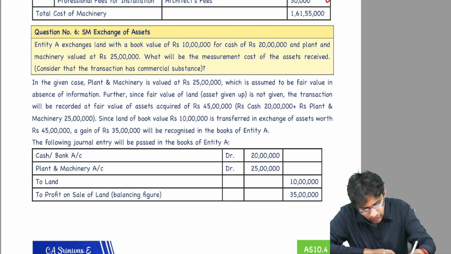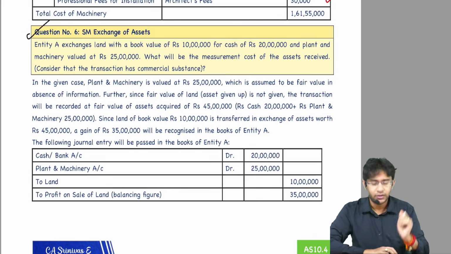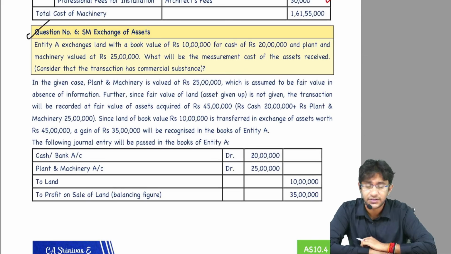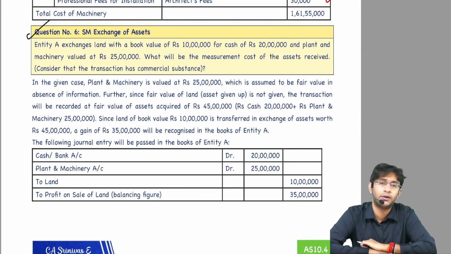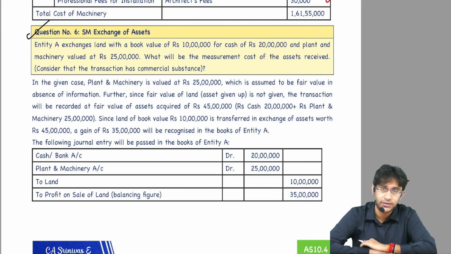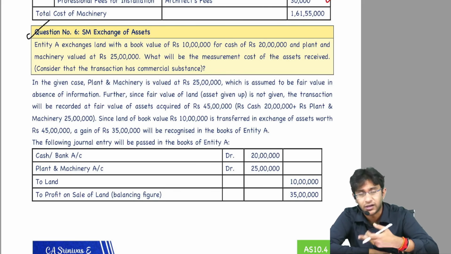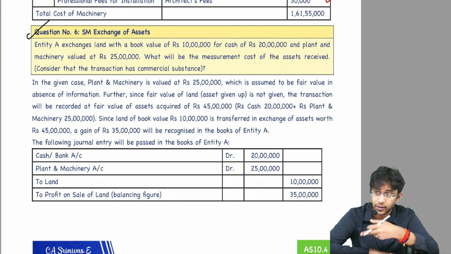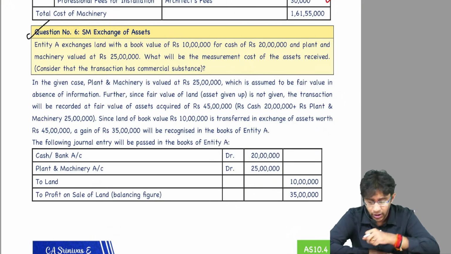Now, question number 6. This is based on the concept of exchange of assets. The questions we have solved till now: you bought a ready-made asset, and to that, what all can we capitalize? That is one type of question. Then you are constructing an asset, and in that, what all you can capitalize. The 9 months construction period, we have seen that. Now we are talking about an exchange of assets question.